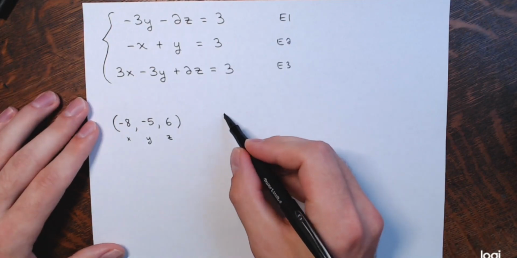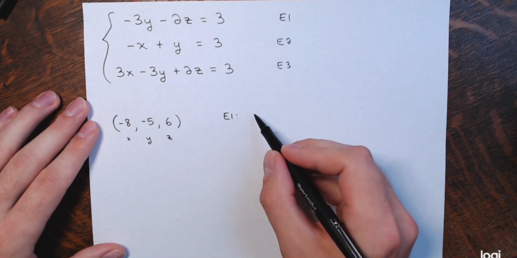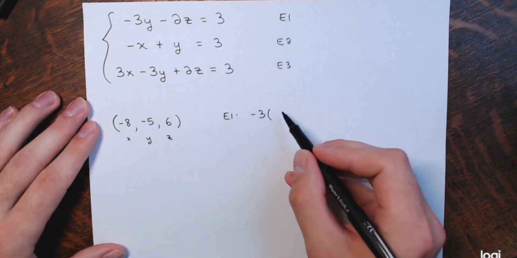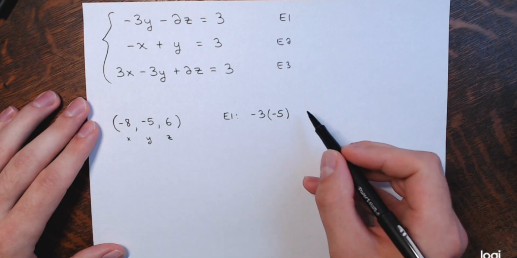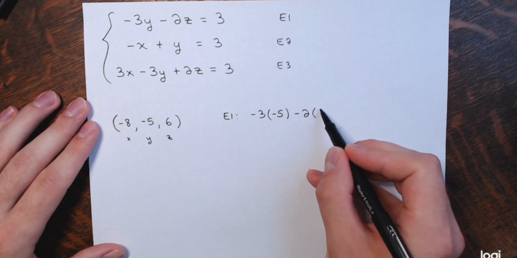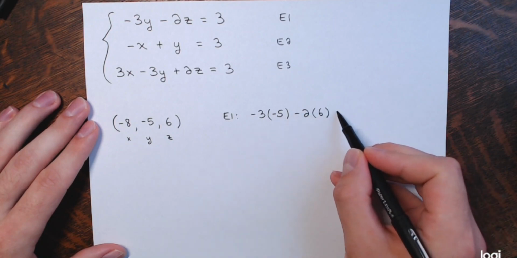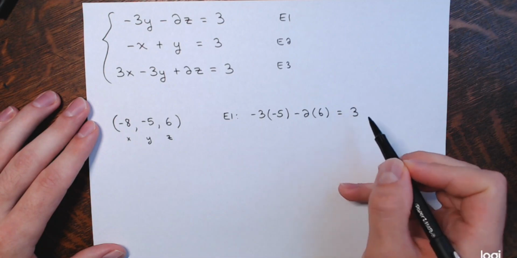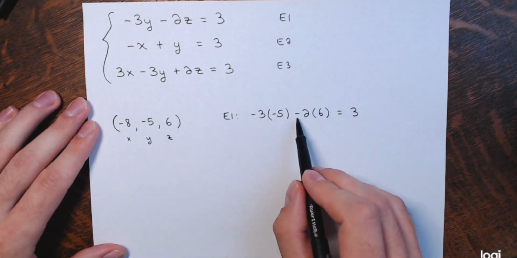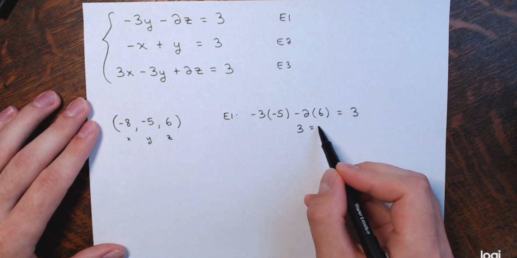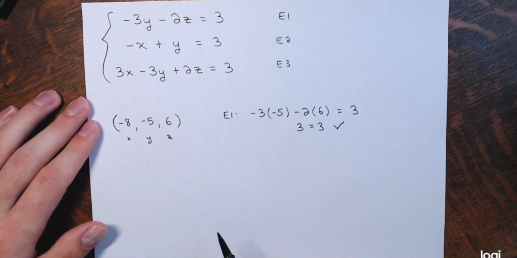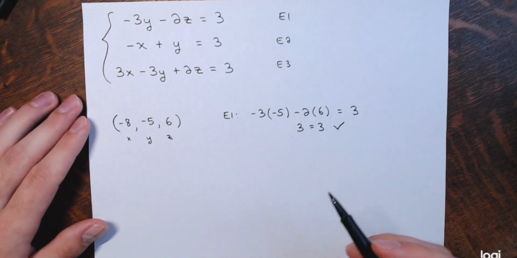Right, so in equation 1, we have -3 times the y coordinate, so -5, -2 times the z, which is 6. Is this equal to +3? Well, this would be 15 minus 12, that's 3, and we have 3 equals 3, great. So far so good. The first equation is satisfied.